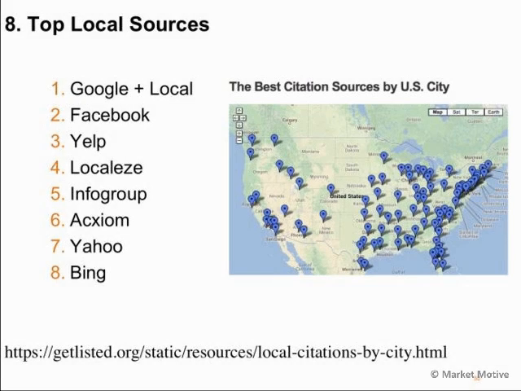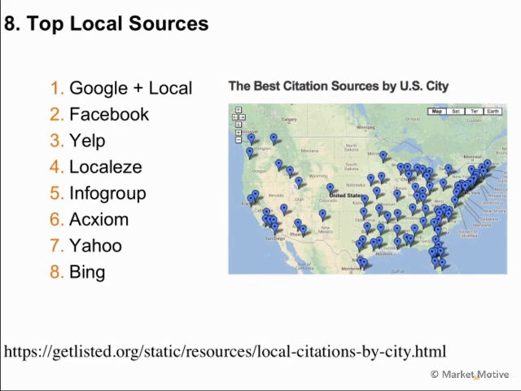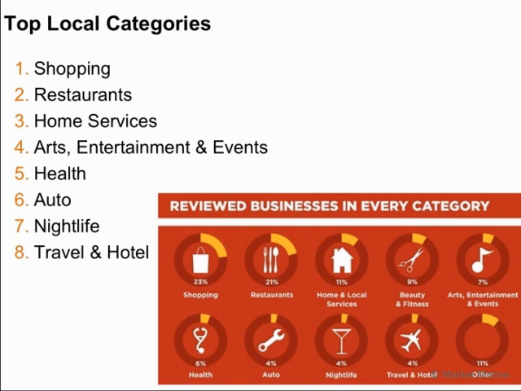So the last few areas I want to look at, one of them is the top local sources. There's this Get Listed resource again with Whitespark that breaks down the top sources by different area and by category. So we can do it either by category, vertical, or by the local source. In most places, Google Plus Local, Facebook, Yelp, Localeze, Infogroup, etc. are going to be the important ones.